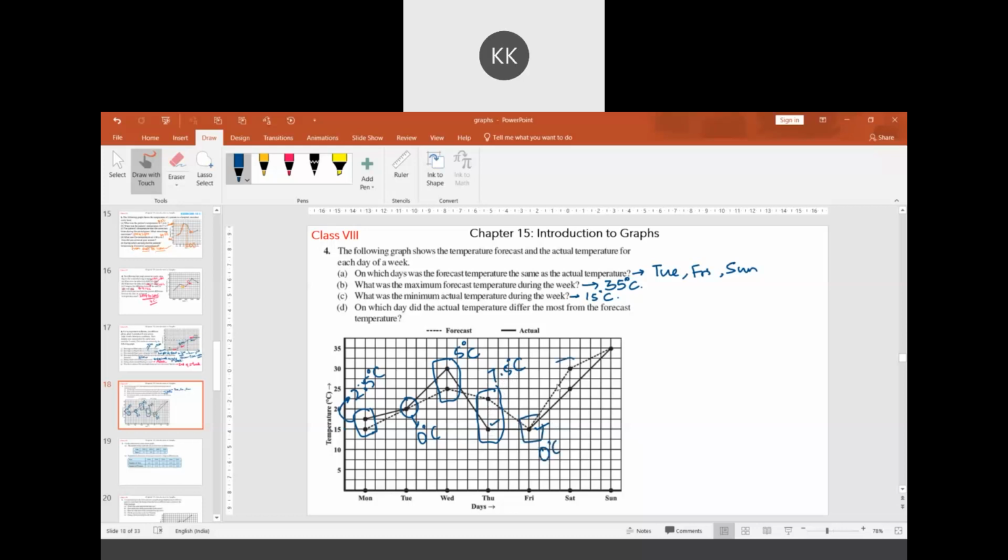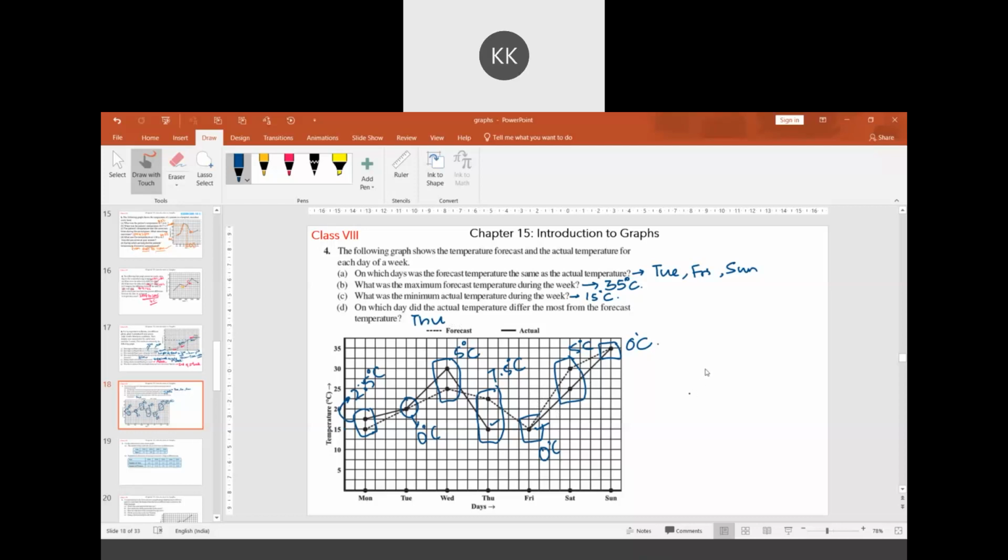Here the difference is 0 degrees Celsius. In this case, the difference is 5, this is 30 minus 25, 5 degrees Celsius. In this, 0 degrees Celsius. On which day? Thursday, sir, 7.5 degrees Celsius. On Thursday, the difference is maximum.